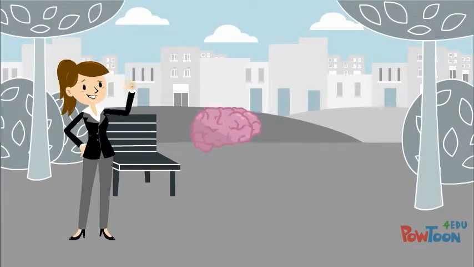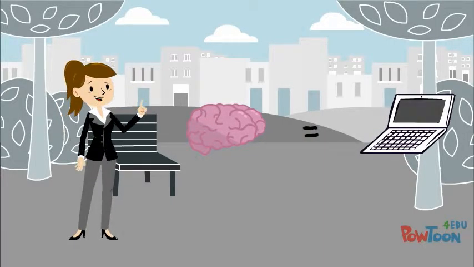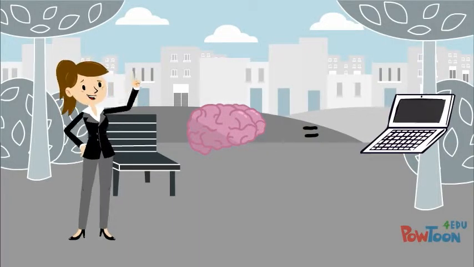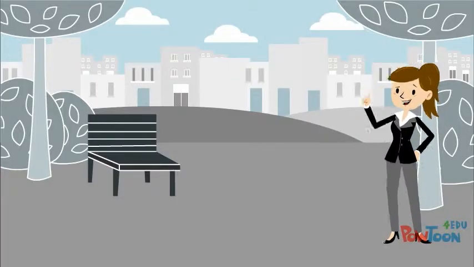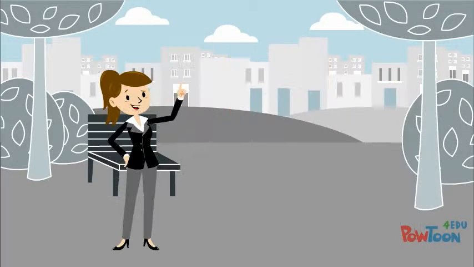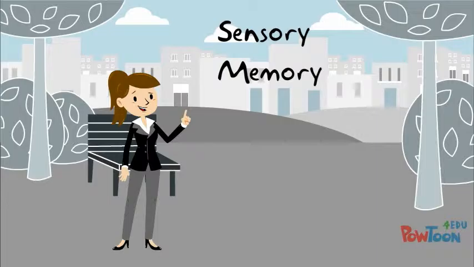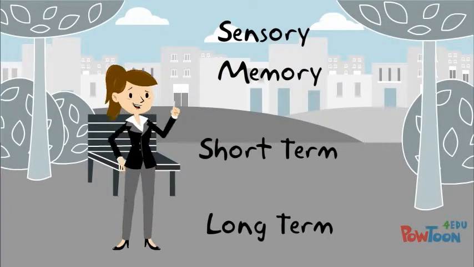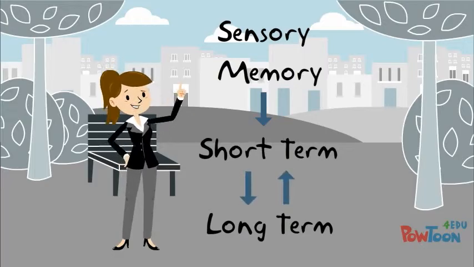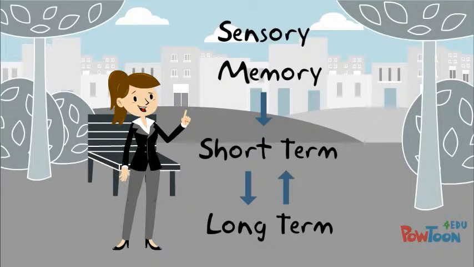CIP theorists compare the way our brain works to the functions of a computer. Input is received, and this information is processed, organized, and stored, and then an output is produced. Two major contributors to the CIP theory were Richard Atkinson and Richard Shiffrin, who developed a multi-store model to explain the cognitive processes. Their multi-store model is composed of three stores: the sensory memory, the short-term memory, and the long-term memory. It is the flow and processing of information through these three stores that account for learning. So let's take a brief look at each store.